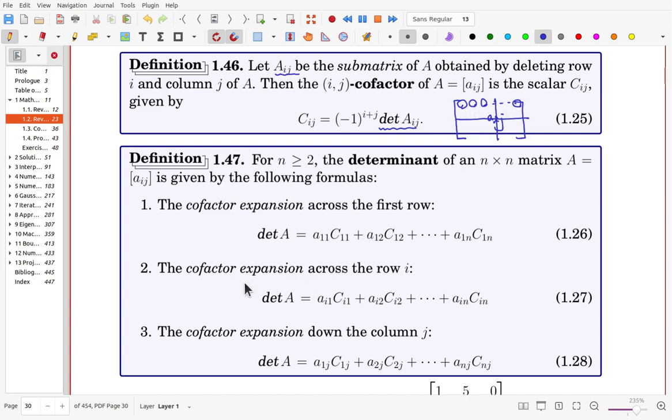But this cofactor expansion can be made for any row or any column. So if you are making the cofactor expansion down the column j, then you can write it in this way. In any case, the result will be the same as the determinant of A. Okay?